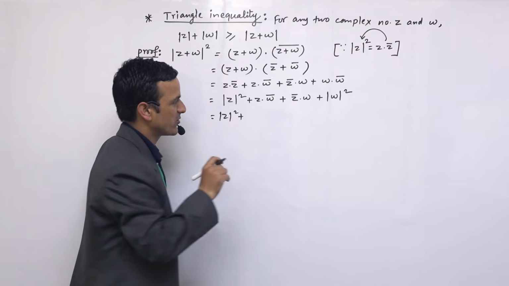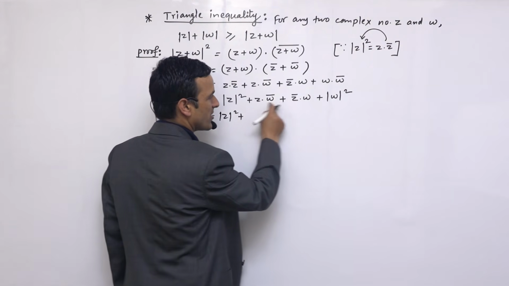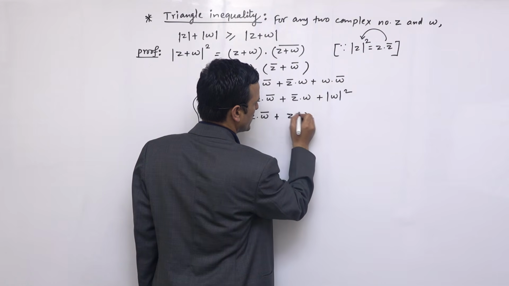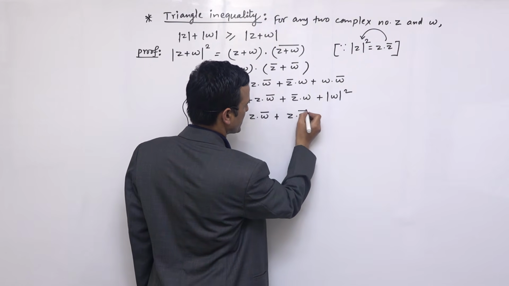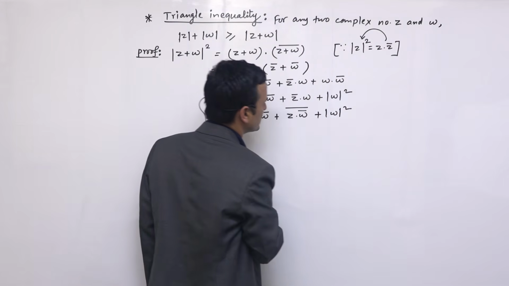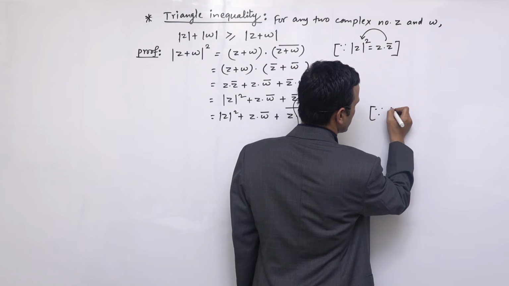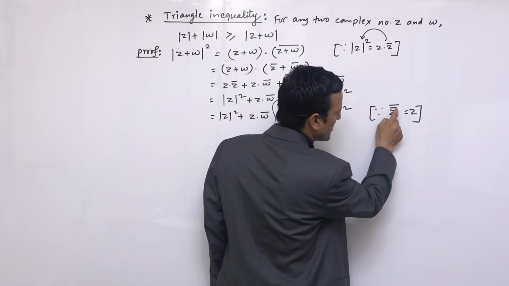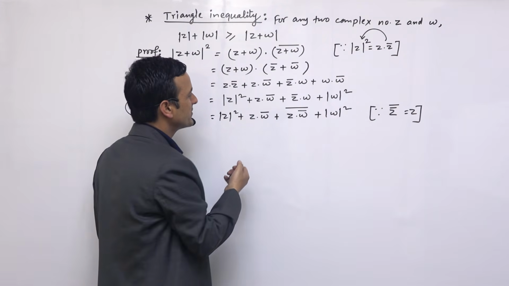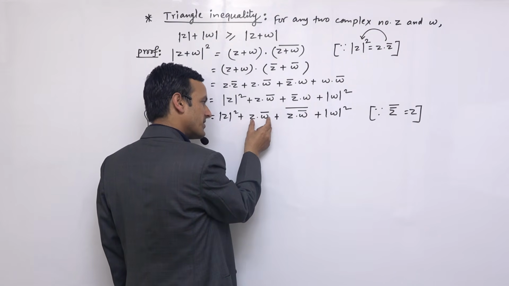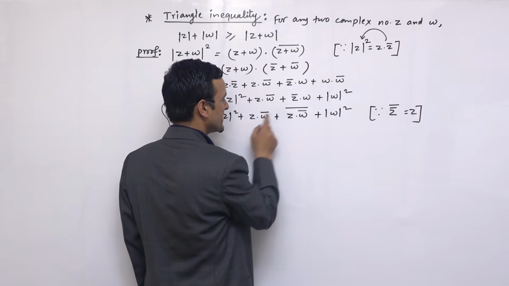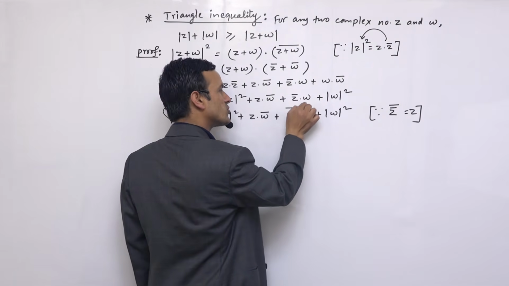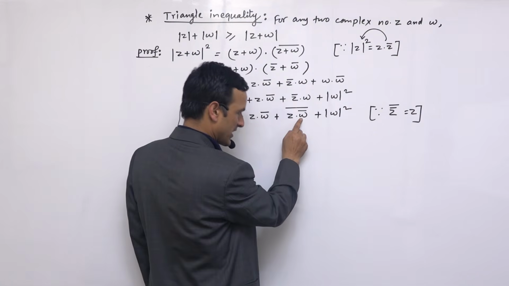For this, we make this term and this term the same: z into w conjugate is equal to z into w conjugate of conjugate, because the conjugate of a conjugate is z. From this relation we can write this. In any complex number, the double conjugate is the same complex number. So the conjugate of z is z conjugate, and the conjugate of the conjugate of w is w.